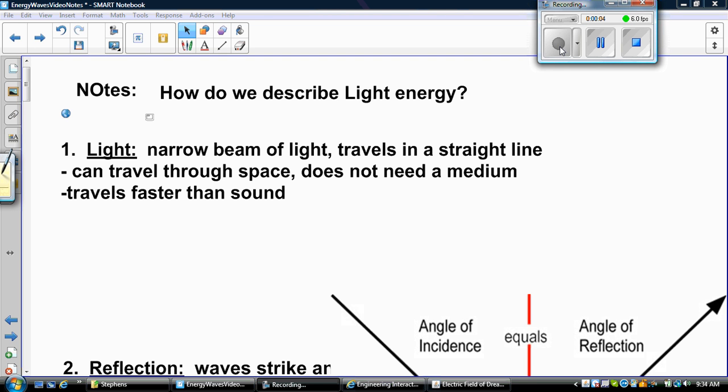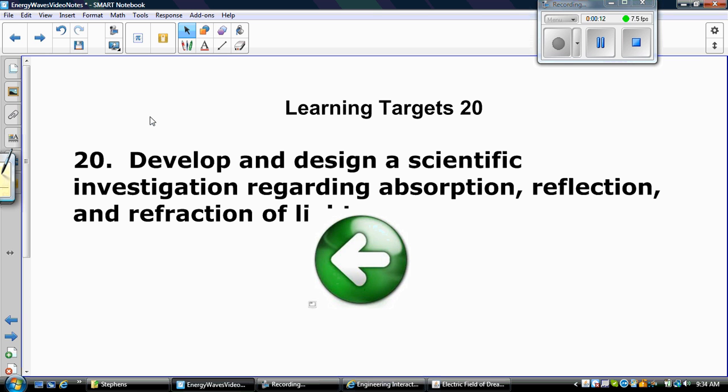Okay, today we're going to focus on light energy, and we're going to describe some properties about light energy and how light behaves. So this is Learning Target 20. You should be able to develop and design scientific investigation regarding absorption, reflection, and diffraction of light.